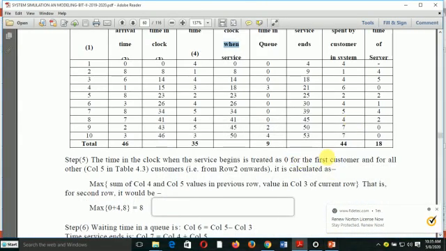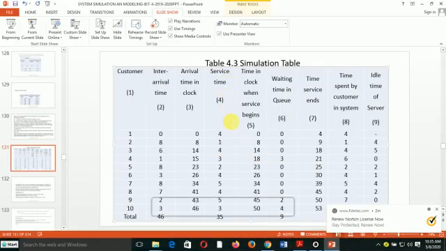So what does it mean? It means that I have to take the maximum of the sum of column 4 and 5 values in the previous row, and compare it with the value in column 3, and take the maximum of them. What does it mean? It means that I have to take the sum when the service begins and the service time, so it is the total time of the service, plus the current arrival time of the second person.